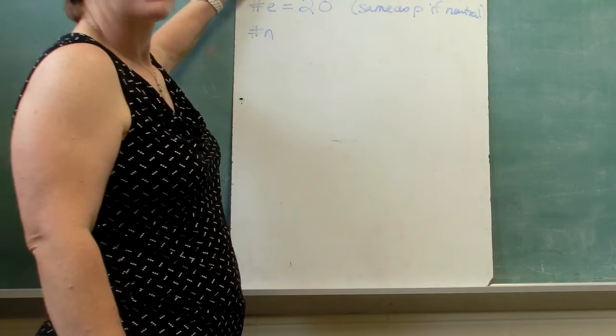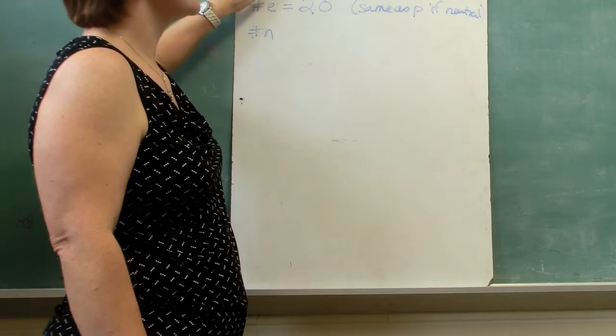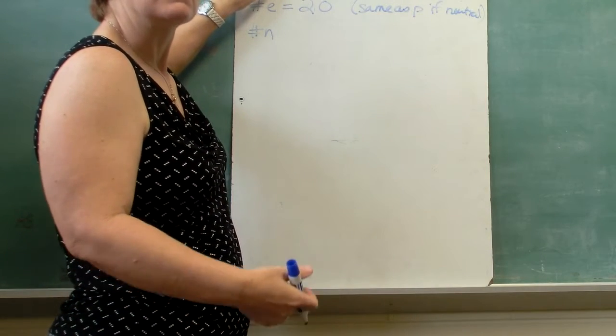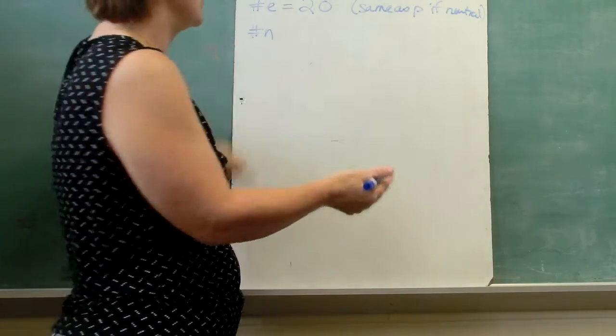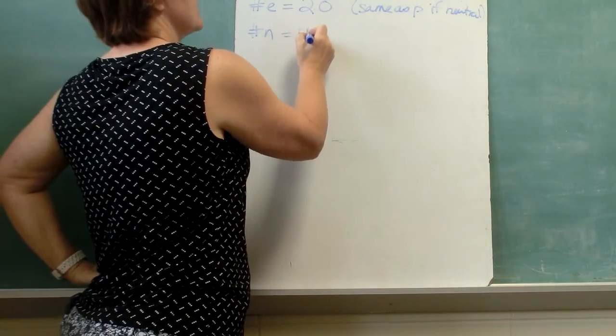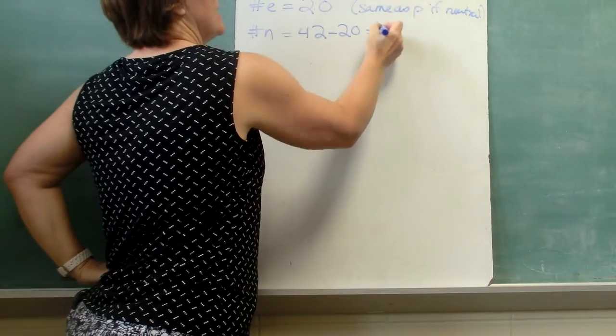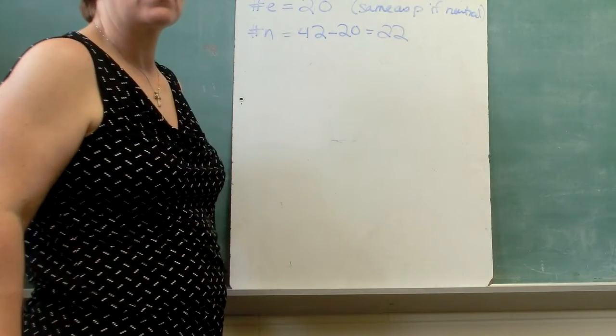And now the number of neutrons. I know the entire mass is 42. 20 of it is coming from the protons. The remainder is coming from neutrons. So I simply subtract 20 and I get 22, and that's how I solve that problem.